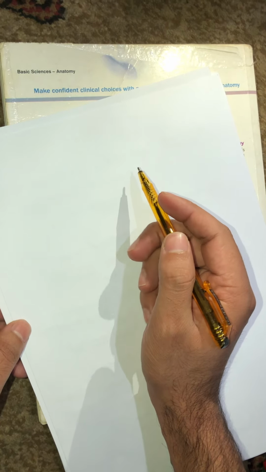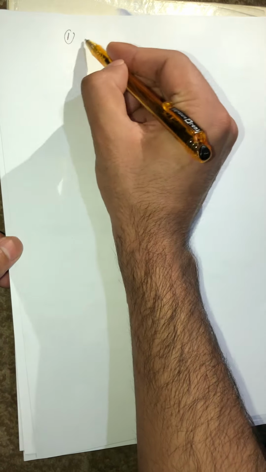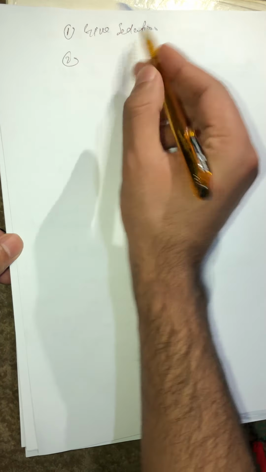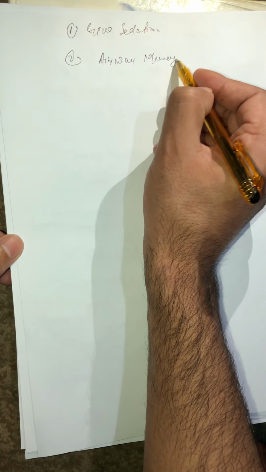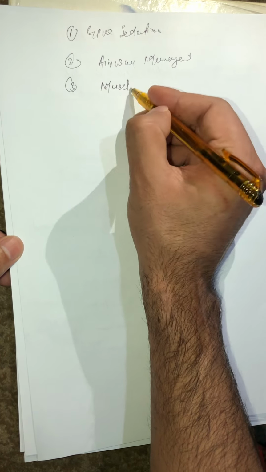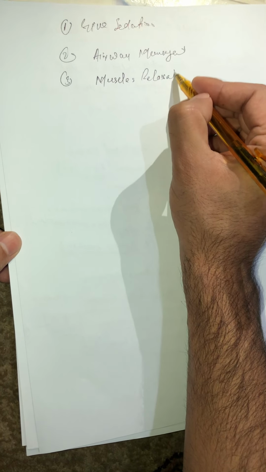Airway management plus ventilation by the ETT, endotracheal intubation. The first step is give sedation to the patient. The second step is airway management. And the third step is give muscle relaxants. Like we have studied the depolarizing and the non-depolarizing relaxants.